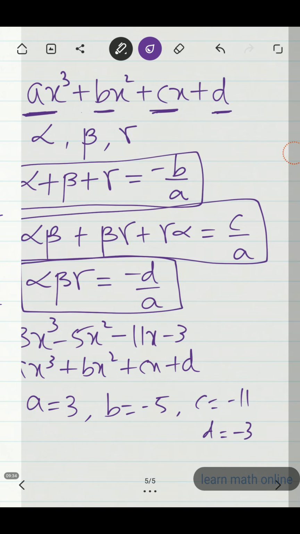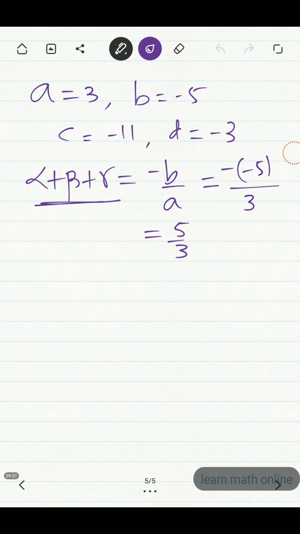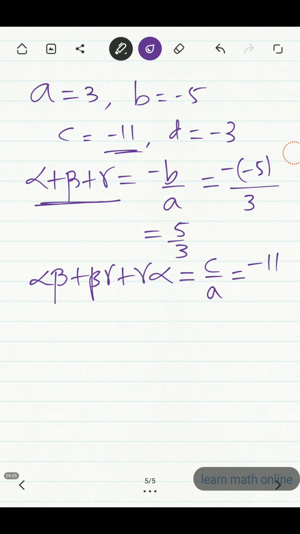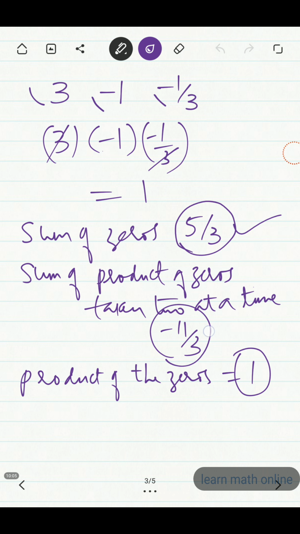Now let us find the sum of the products of zeros taken two at a time, that is alpha into beta plus beta into gamma plus gamma into alpha, and the formula for that is c by a. So what is the value of c here? It is minus 11 divided by 3. So the sum of the products of zeros taken two at a time is minus 11 by 3. Let us go back and check. See, minus 11 by 3 we had.